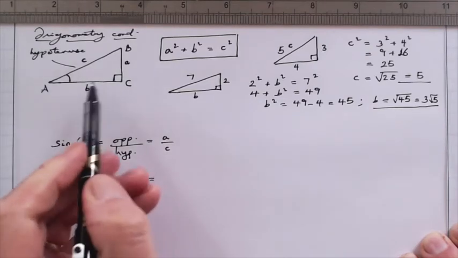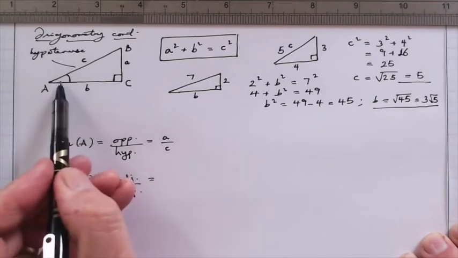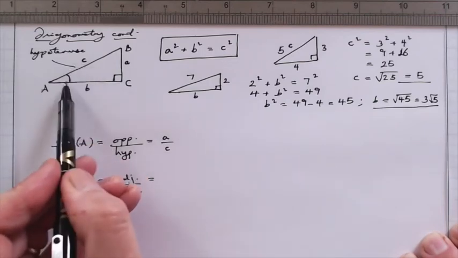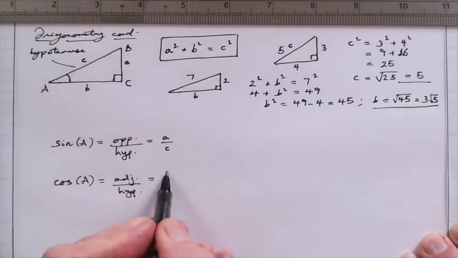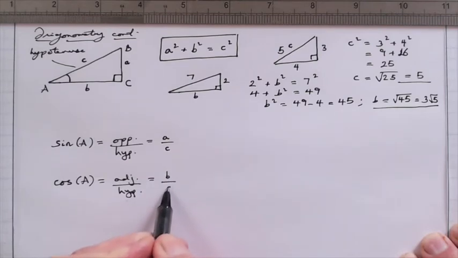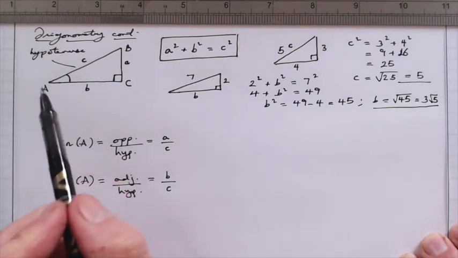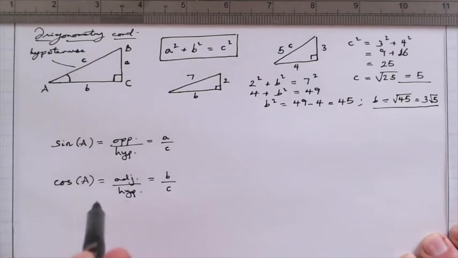And so the adjacent side here is the side next to the angle, which is not the hypotenuse, so that's B divided by the hypotenuse. Just a note here, I remember being confused about this when I was at school.